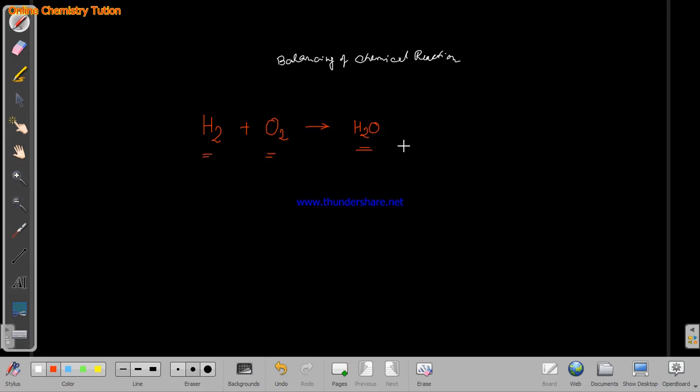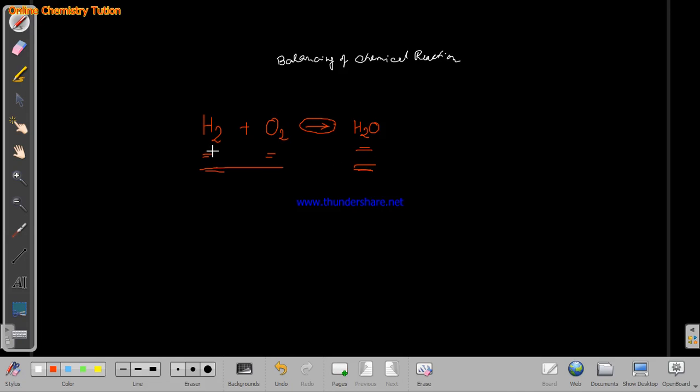Now here, before doing all this, we'll go through the calculation of the number of atoms. We have to balance the number of atoms on both sides of this arrow. In the reactant side, the number of atoms will be the same as the product side. The number of atoms will be the same.